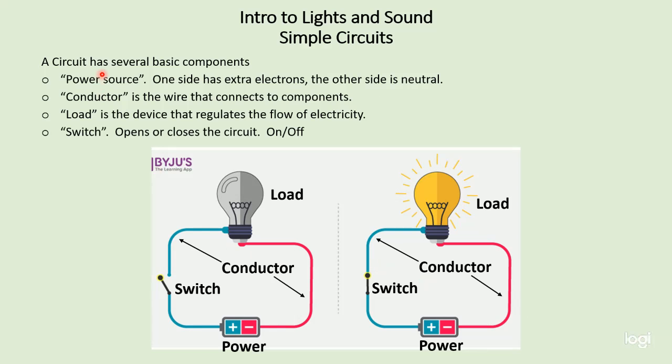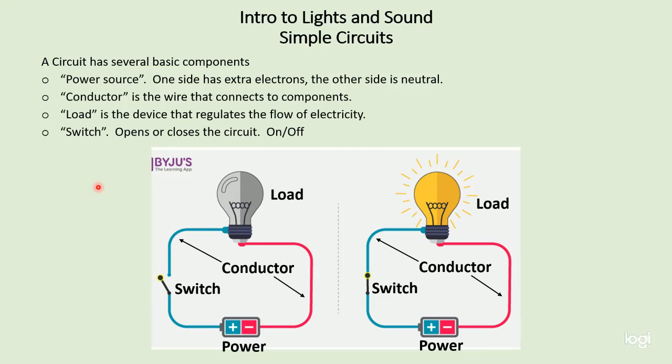Right? So there are several basic components to an electrical circuit, and the first is the power source. You could think of that as a battery, maybe a battery in a flashlight, or a battery in your car, a battery in your TV remote, a battery in your cell phone. That is the power source.